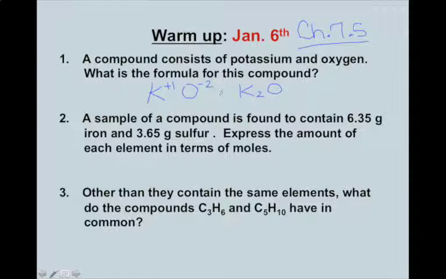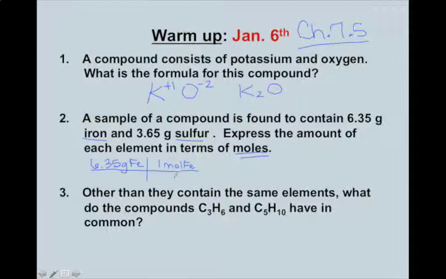Now, number 2. A sample of a compound is found to contain 6.35 grams of iron and 3.65 grams of sulfur. Express the amount of each in terms of moles. That's why I refreshed you on molar masses. First things first, take each one and build a T-chart. So this is 2 T-charts here. 6.35 grams of iron. I need to know how many moles of iron that is. Grams to moles, no problem.